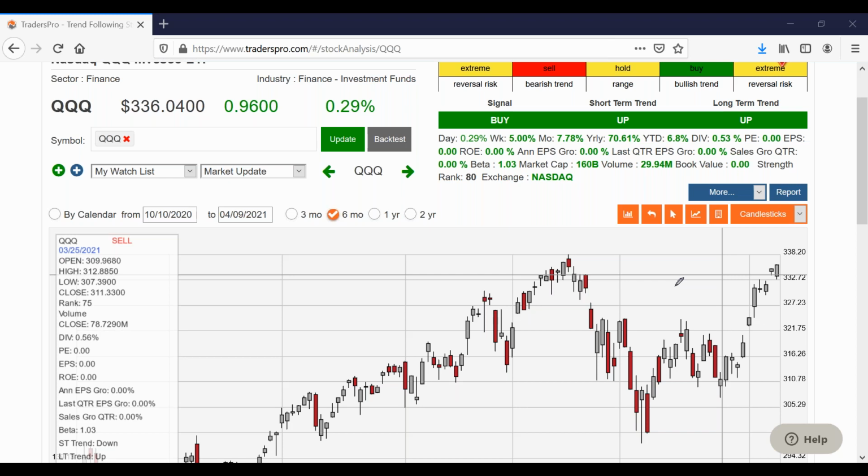And so that's why you're seeing these condensed volumes. There's no volume in the market right now because there's not a lot of people aggressively buying, and there's not a lot of people aggressively selling yet. They're just kind of waiting. Everyone's kind of waiting for something to happen.